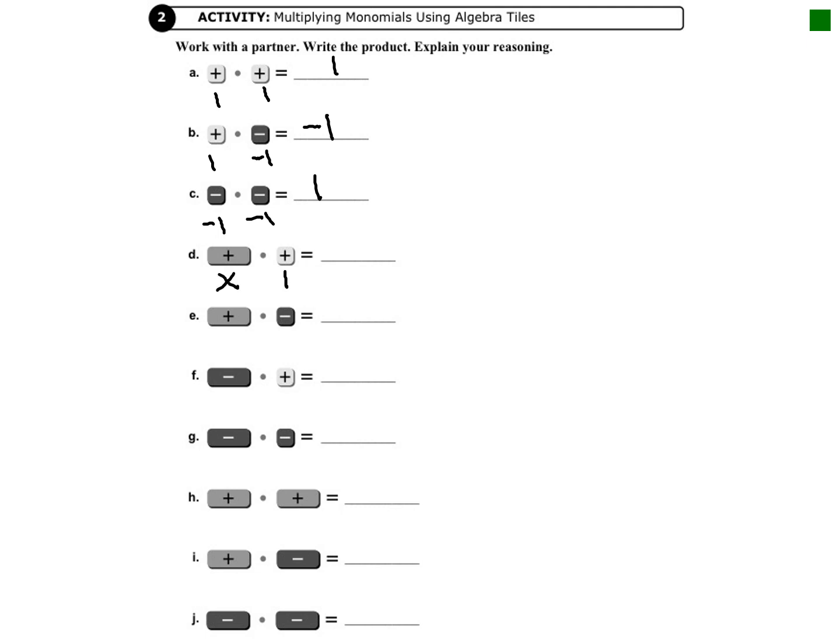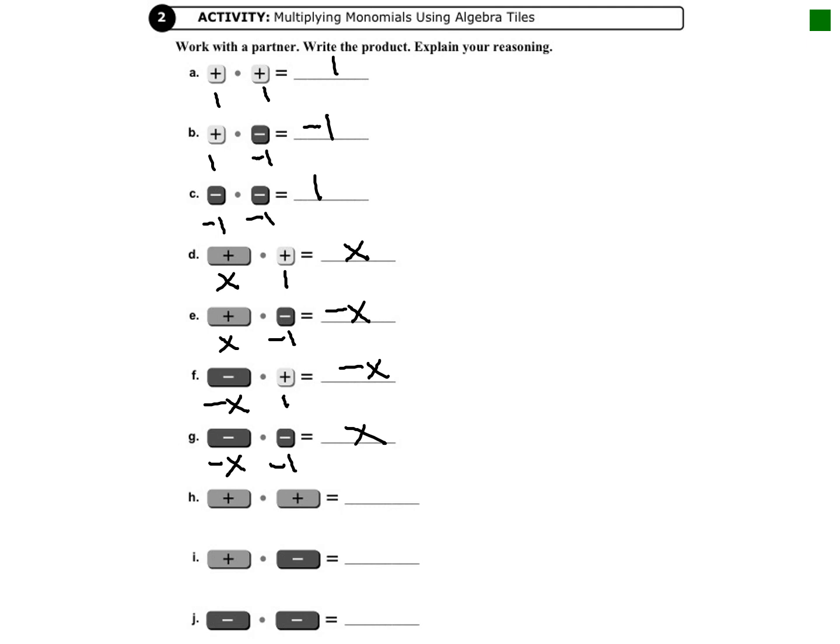Remember this for D, the next one, the rectangle means x, so you have a positive x times 1, and x times 1 is x. When you have a positive x times a negative 1, you have a negative x. When you have a negative x times a positive 1, you have negative x. When you have a negative x times a negative 1, you have a positive x.